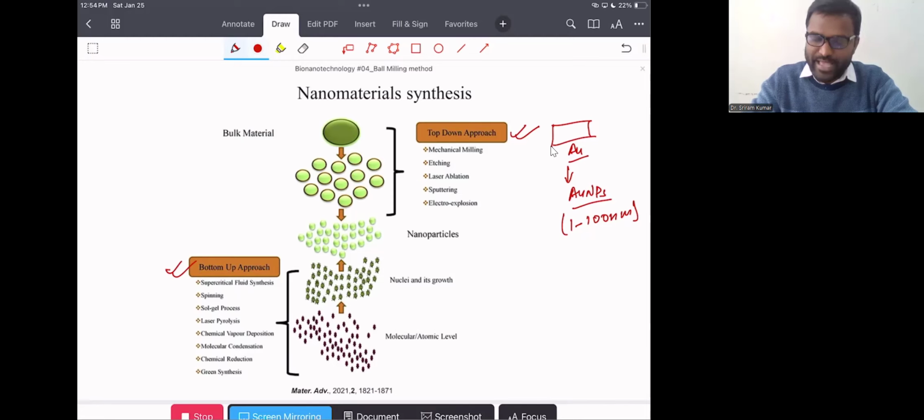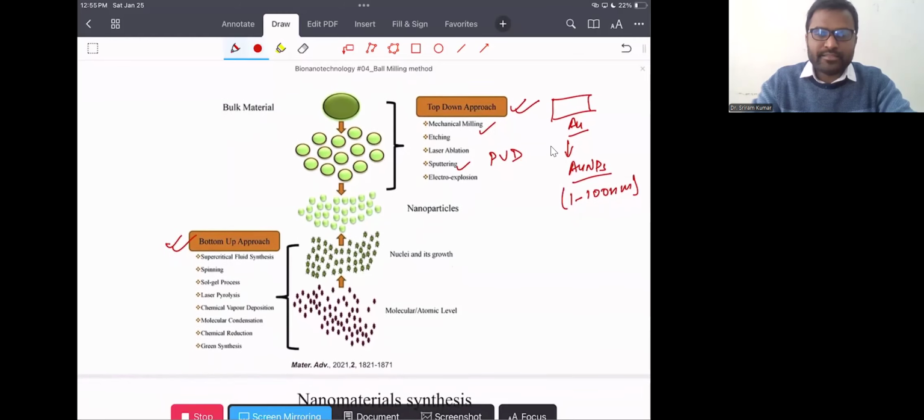For example, we have the mechanical milling method, laser ablation, sputtering, and PVD, that is, the physical vapor deposition technique. So using these techniques, we can decrease particle size from bulk material to the nanomaterial range.